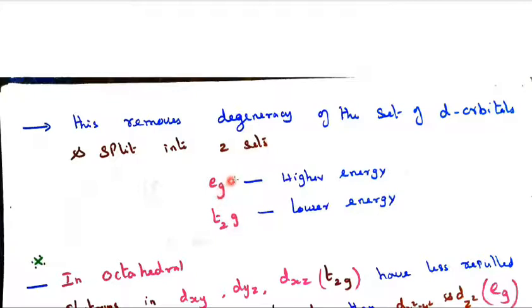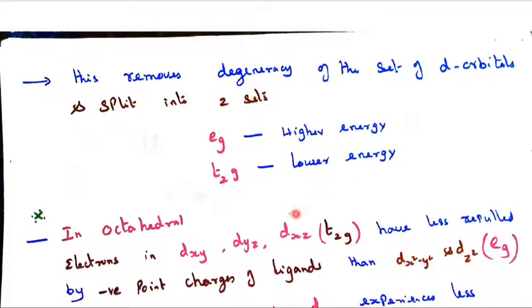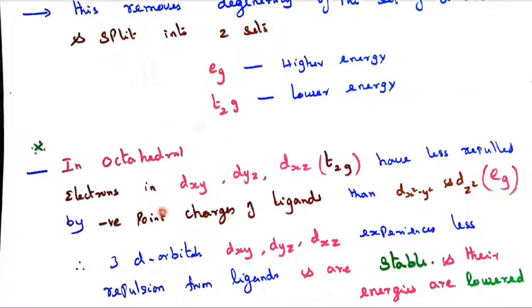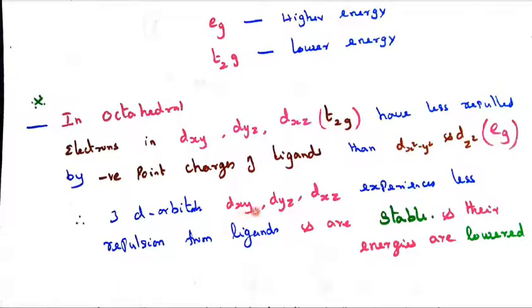Eg orbitals are at higher energy and T2g are at lower energy. They will split into this type of energy. In octahedral, the electrons in T2g, that is dxy, dyz, dxz, have less repulsion by the negative point charges of the ligands than the dx square minus y square and dz square set, the Eg set. So the d orbitals dxy, dyz, dxz experience less repulsion than Eg. So they are more stable and their energy is lower.